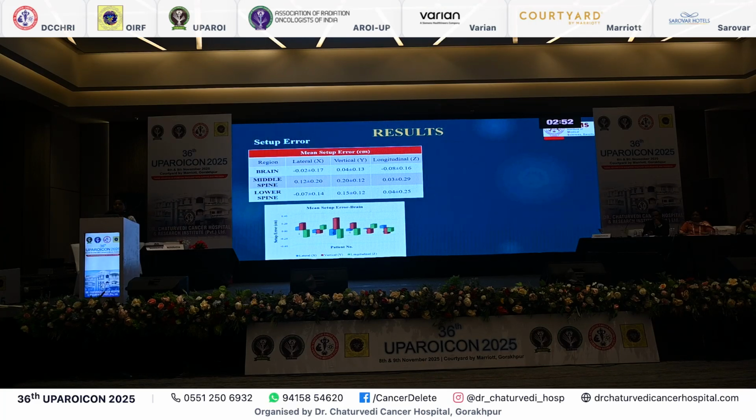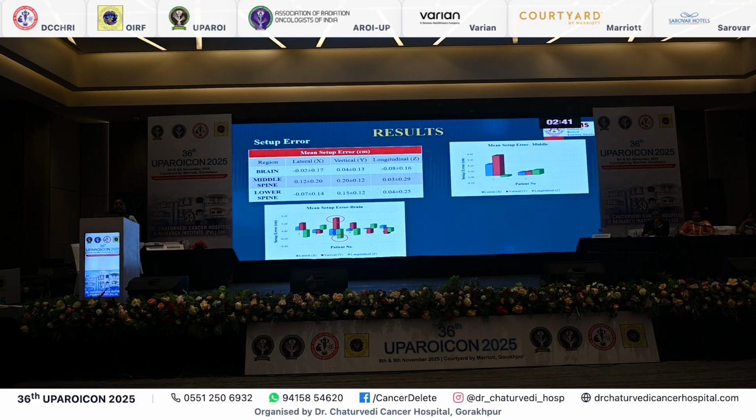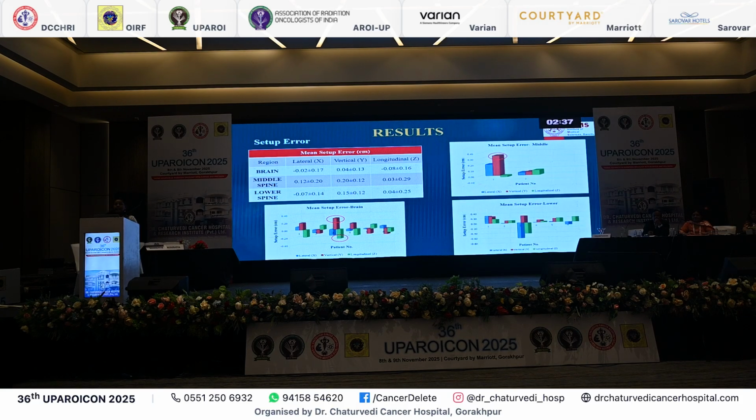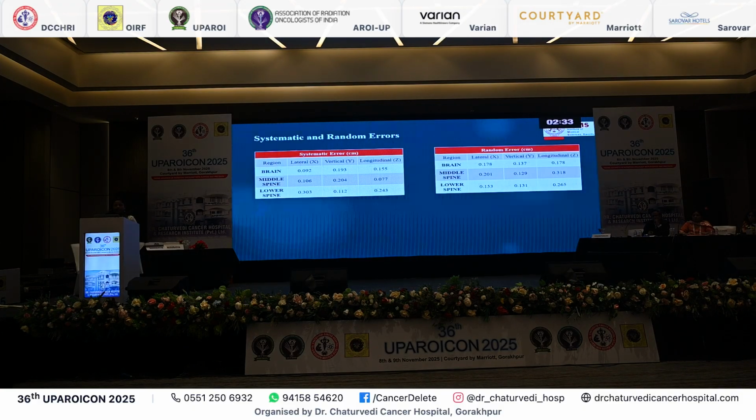Substantial variation which is site specific from brain to the lower spine. Looking at the brain, the maximum deviation is about 0.3 centimeter, in the middle spine it's crossing 0.3 centimeter, and in the lower spine it's even touching 0.6 centimeter.